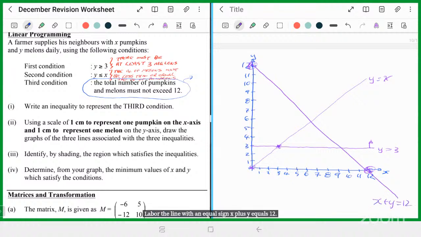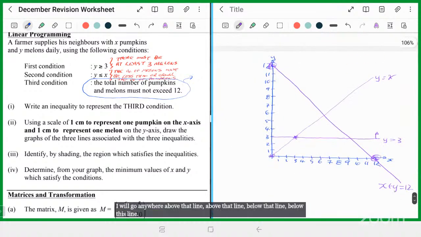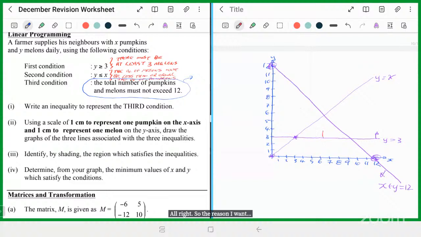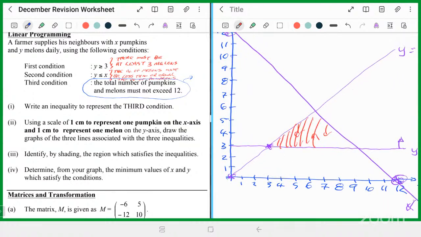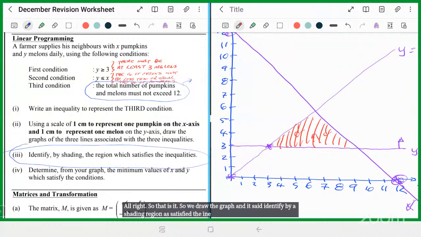And we're going where? Above that line, below that line, below this line. All right, so the region that we want is above this line, below this line, and below this line. So this is the region in this triangle right here. Common region that satisfies all inequalities. All right, so that is it. So draw the graph, and it said identify by shading the region that satisfies the inequality. So we'll finish that part.